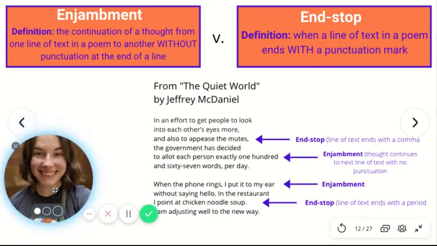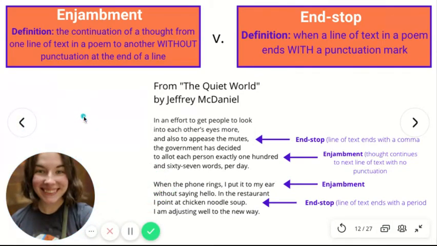So based on whether or not a line of text ends with a grammatical structure or not, will determine whether the line of text uses enjambment or whether or not it has an end stop. So enjambment is the continuation of a thought from one line of text in a poem to another without punctuation at the end. So if you look at the line that has 100 at the end of the line of text, that's an example of enjambment. The thought continues to the next line of text with no punctuation. Okay, versus an end stop.